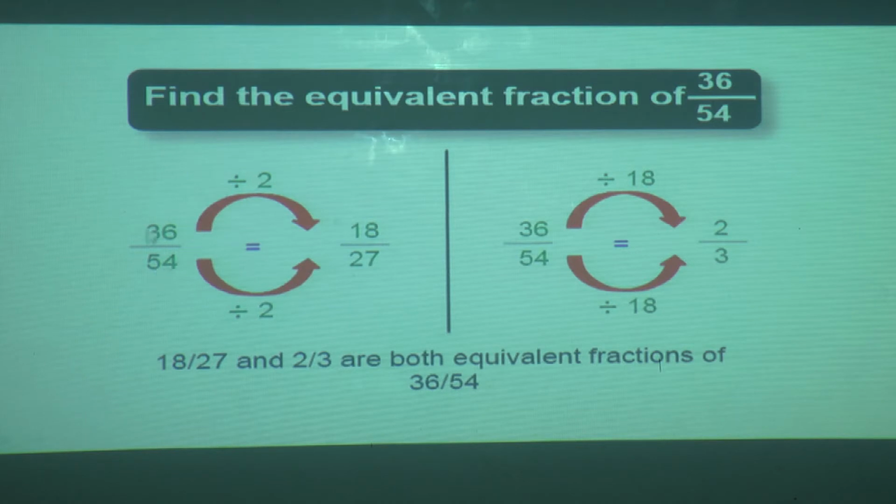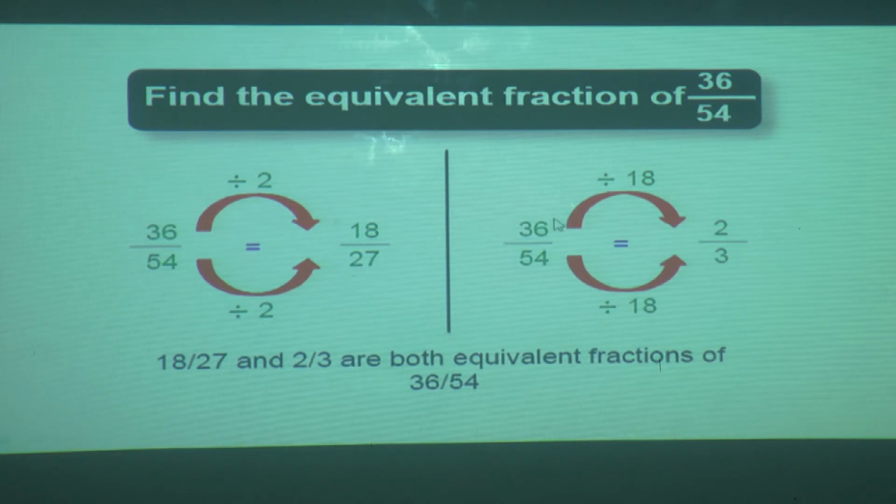So the word reduce is nothing but dividing by the same number in the numerator and the denominator. Now again this fraction we got can be reduced. Yes, you can use the divisibility rule: 1 plus 8 is 9, so it is divisible by 3, or here 2 plus 7 is 9, so again it is divisible by 3 also.